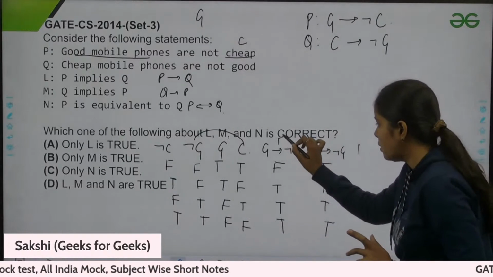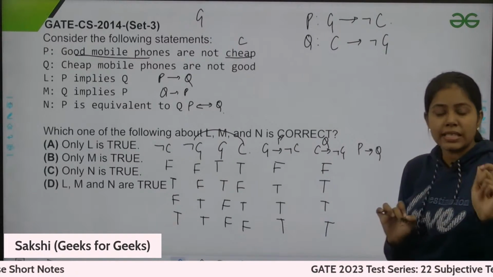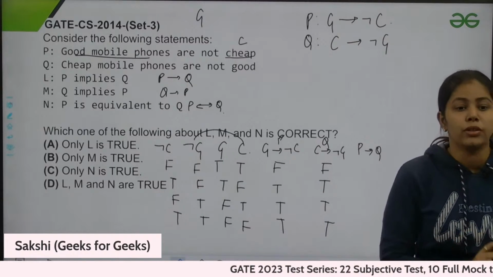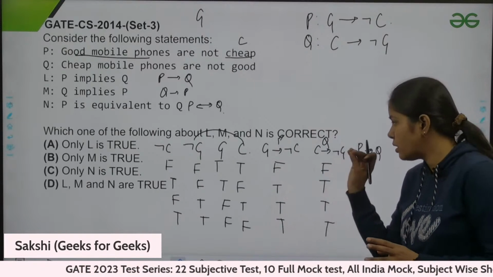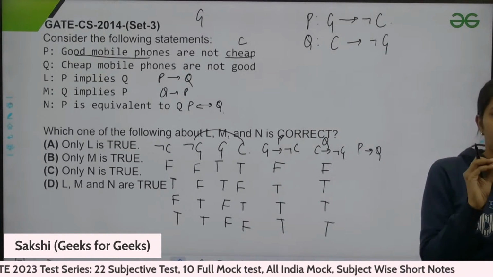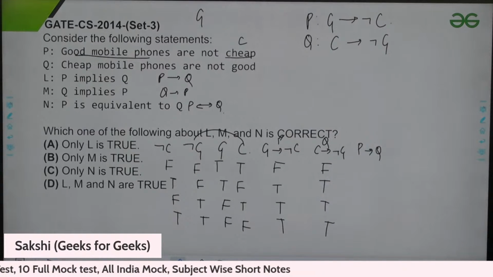This is my P, this is my Q. I have to find out P implication Q. This is completely based on the truth table. You have to solve it using the truth table. There is no other option. Just use true and false correctly. Just do these things correctly, then you can easily solve this question.